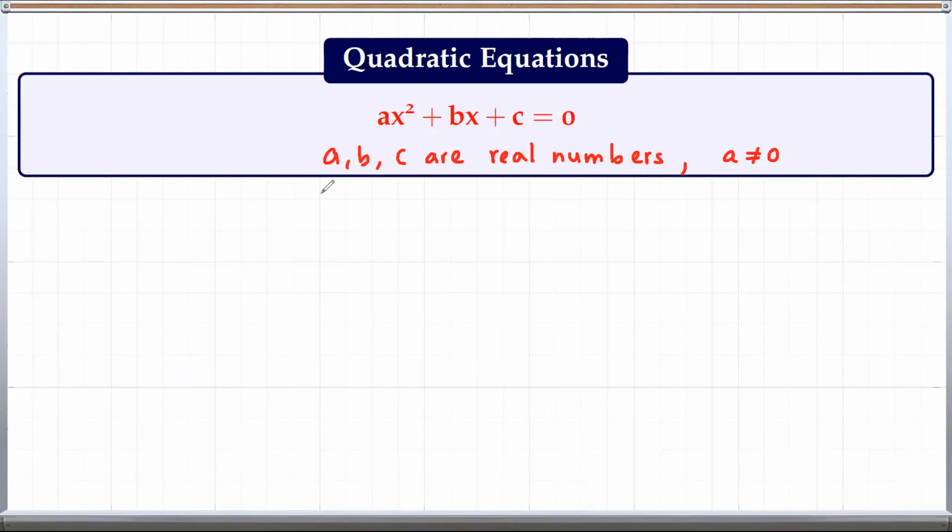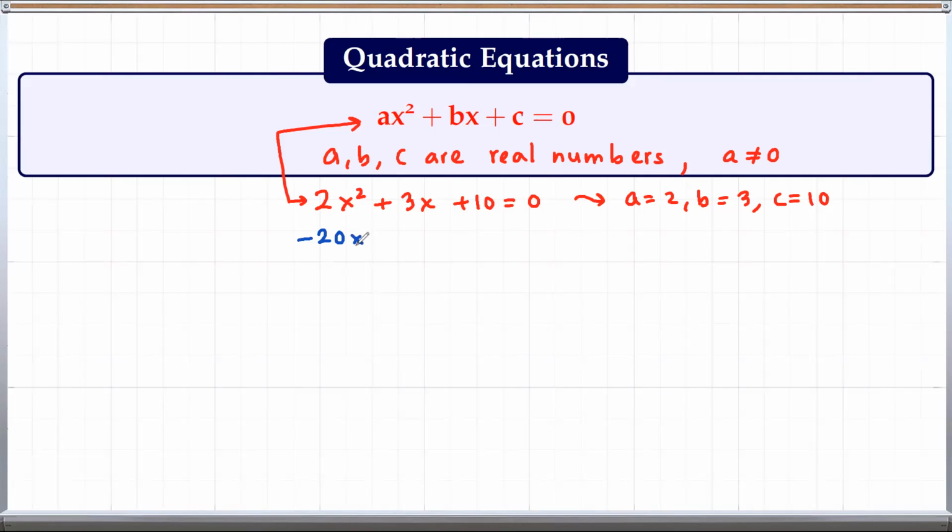For example, we can have 2x squared plus 3x plus 10 equals 0. This is a quadratic equation. In this case, a is 2, b is 3, and c is 10, if we compare this equation with the given standard form. As another example, we can have negative 20x squared plus 10x minus 5 equals 0. In this case, we have a equals negative 20, b equals 10, and c equals negative 5.